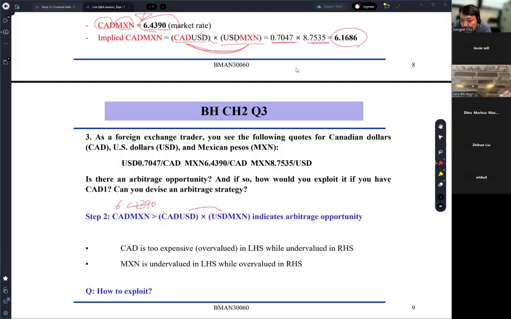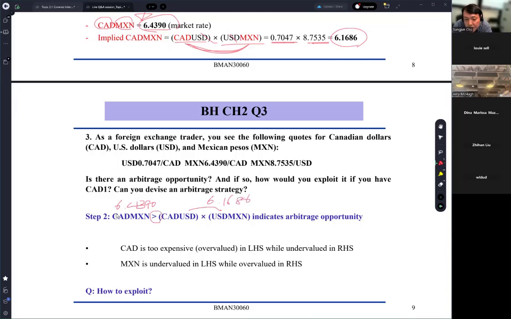Someone is asking a question: could you have chosen to find the implied rate of CAD USD? Yeah, that's right. There is another way of solving this. You can use the CAD USD market rate versus the implied rate of CAD USD using the cross rate formula. You should get exactly the same answer. This one is 6.1686. So you see this inequality.